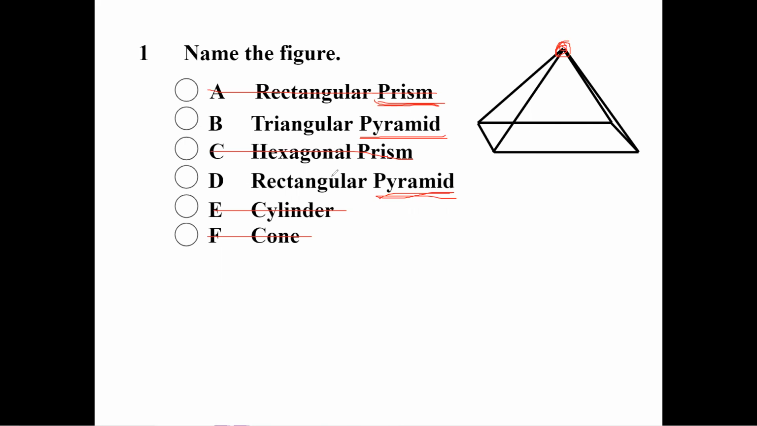The difference between those two is the base. The base is the bottom where the shape sits. So the shape is sitting on this base right here. If we just look at that 2-dimensional shape that's flat, it looks like a rectangle. So it's going to be a rectangular pyramid. And that's our shape's name.